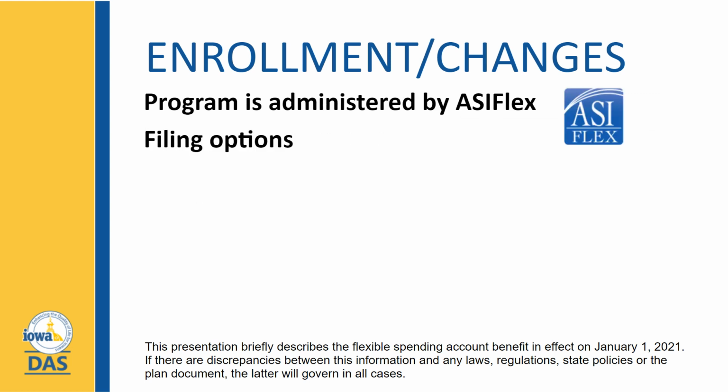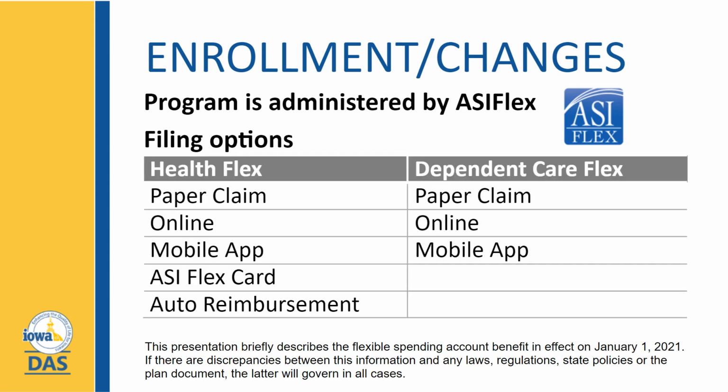The state's FSA program is administered by a third-party administrator called ASI Flex. You can submit claims for reimbursement in a variety of ways, including paper claims, online claims, and with the mobile app. For the Health FSA, you also have the option to use a debit card or have your claims automatically processed after your insurance has paid its portion of the expense.